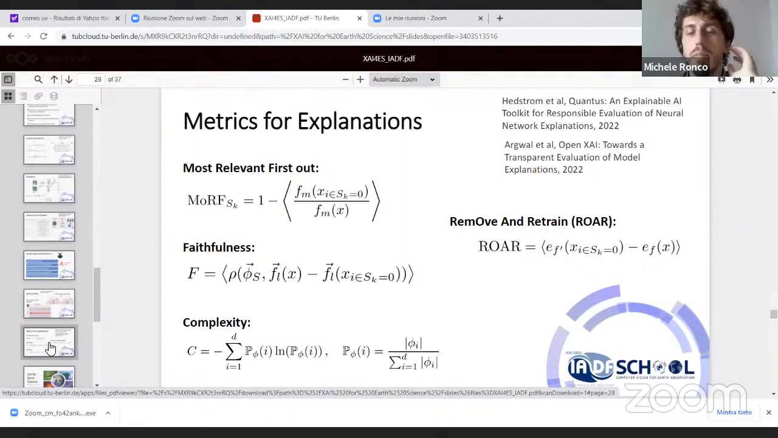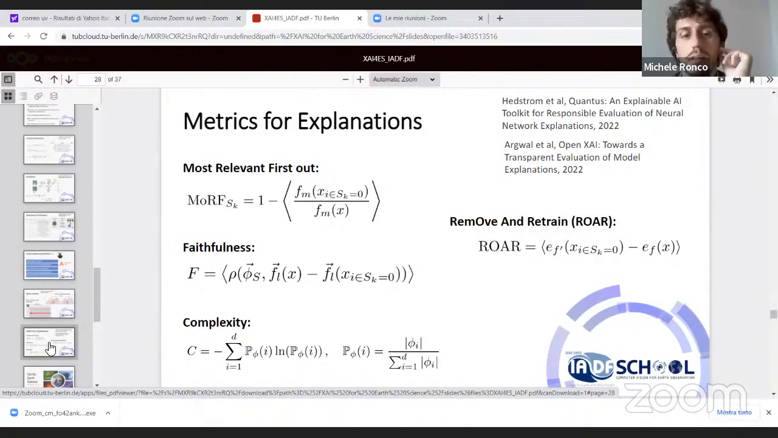The basic idea behind many of these methods, as well as behind the metrics, is somehow the same, in the sense that the dimensions and the features which are most relevant should also be the ones that have more impact on the output of the model. So this is the MORF score.